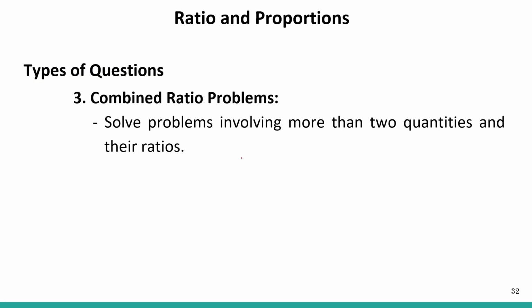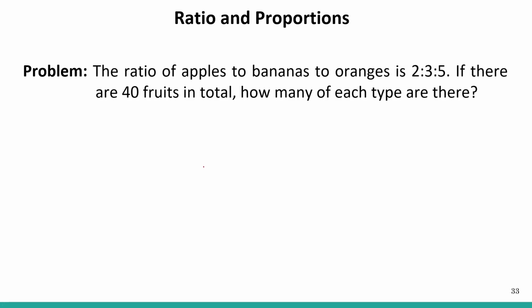Now the combined ratio problem: solving problems involving more than two quantities and their ratios. The ratio of apples to bananas to oranges is 2:3:5. If there are 40 fruits in total, how many of each type are there? Let their quantities be 2x, 3x and 5x respectively. Their sum will become 10x. So 10x is equal to 40 fruits, which implies that x is equal to 4 fruits.